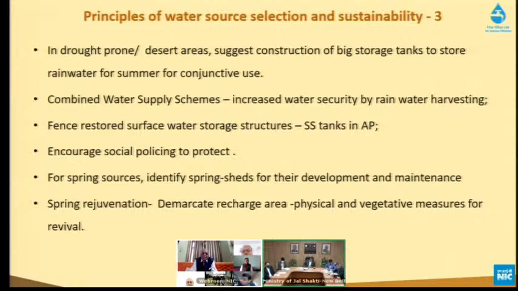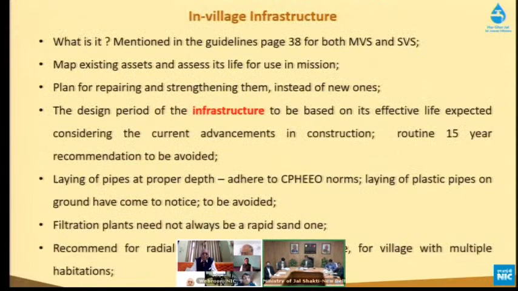We can share those details with you later, but it is quite a big subject, so I'm not dealing with it here. Next slide, please. So in village infrastructure, there is a lot of confusion about what it actually is. Kindly see page 38 of the guidelines. It defines in-village infrastructure for both MVS and SVS.